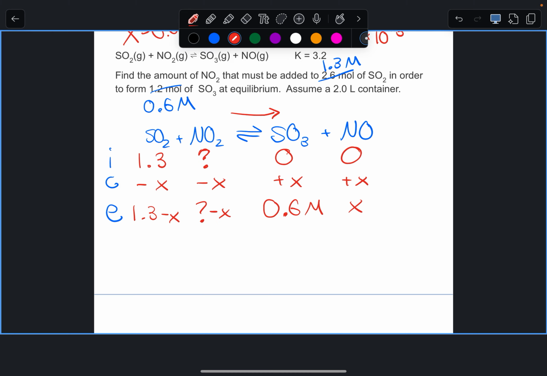Then I say, okay, I know I'm not starting with any of this because they didn't say anything about that. And that tells me the reaction has to proceed towards products because there's none of the products to start with. So that allows me to define my change, minus x and plus x, all the coefficients are 1 here. And then I can define my equilibriums in terms of x.